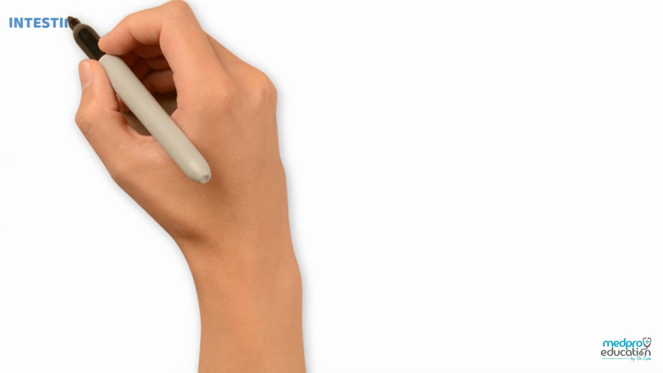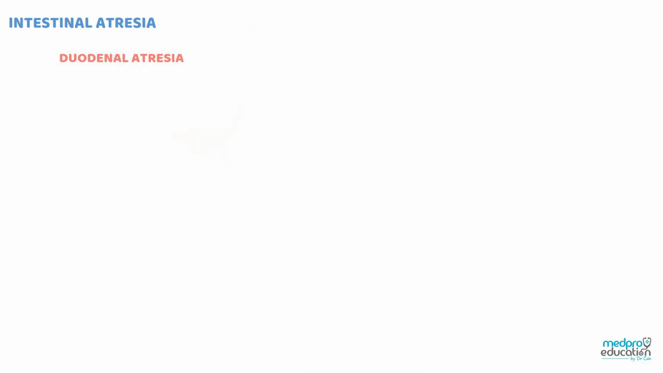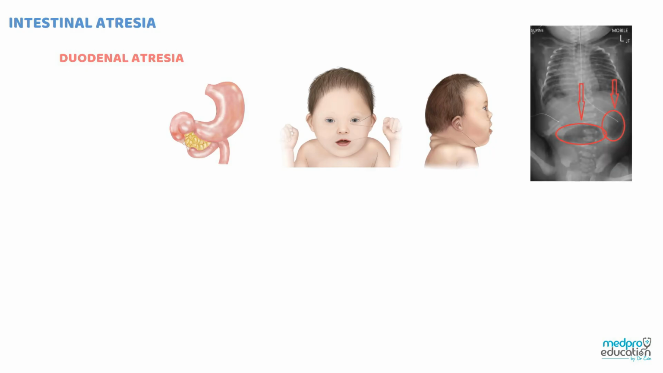Intestinal atresia is a congenital absence or closure of part of the intestinal tract. The two main types are duodenal atresia, due to failure of recanalization. It is classically associated with Down syndrome, trisomy 21. On X-ray, you'll see the classic double bubble sign, air in the stomach and proximal duodenum with no gas beyond.